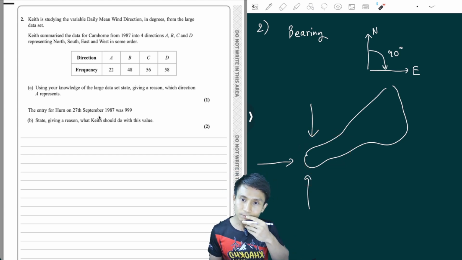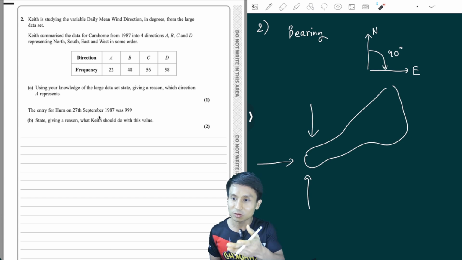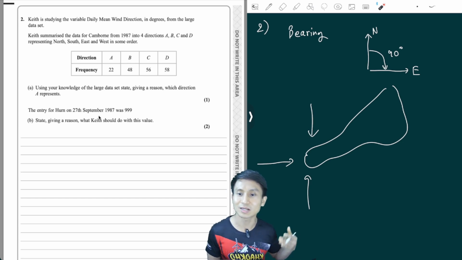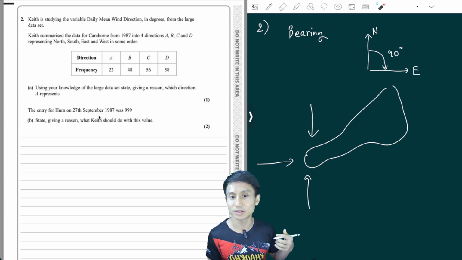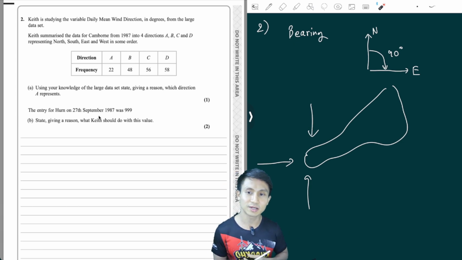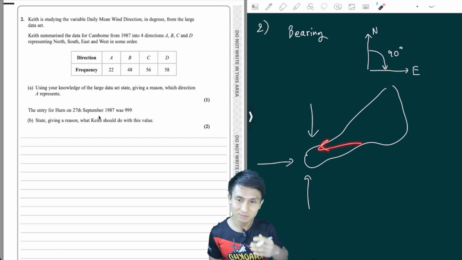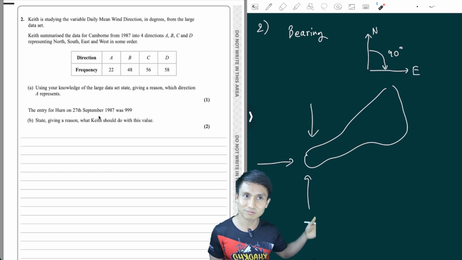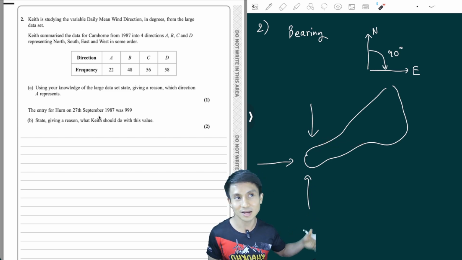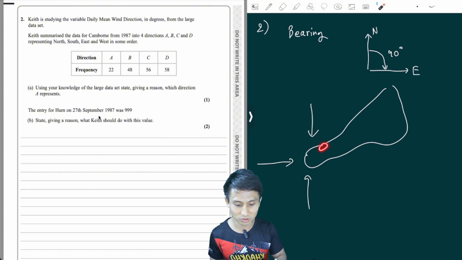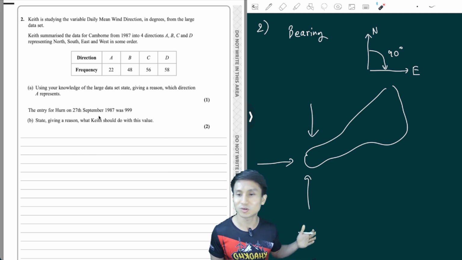So that means if we look at question A here, using your knowledge of the large data set, state giving a reason which direction A represents. It must come from the east, because the east is just adjacent to the land. It's not the sea, yeah? So Camborne is around here, I guess. This is further west, so Camborne is around here. So the east will be the least frequent direction of the wind.